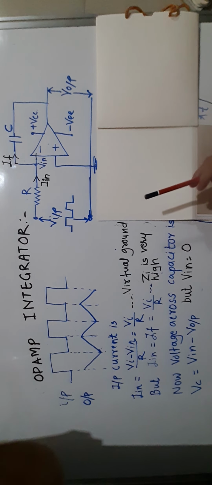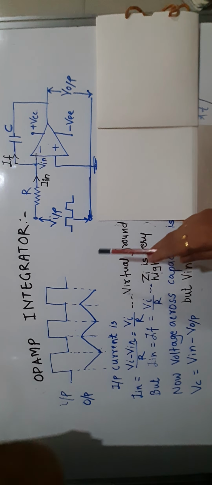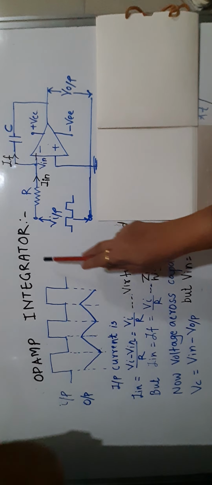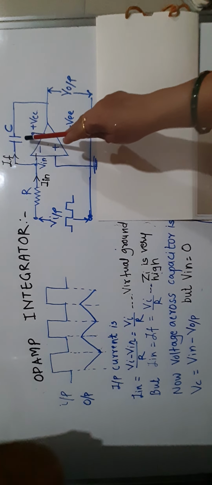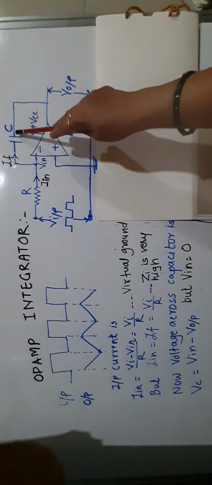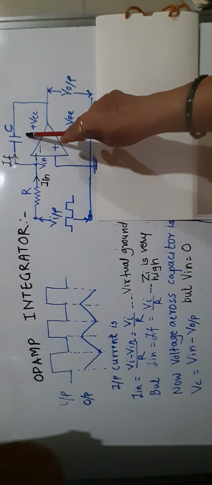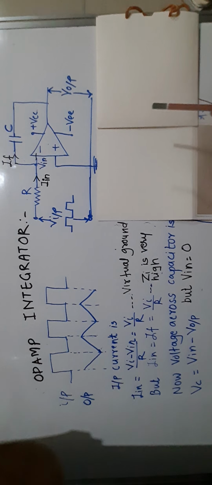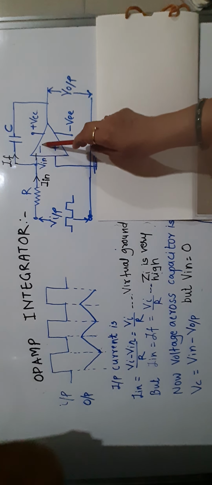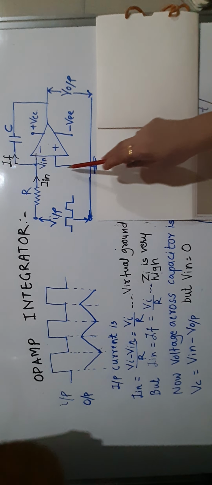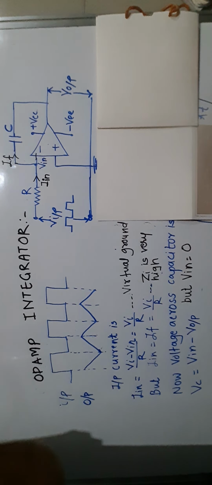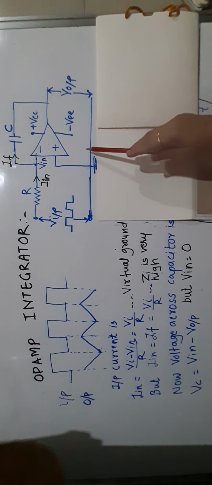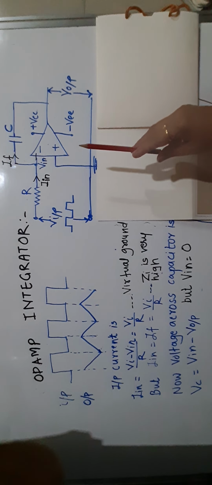Let's see the next circuit from the op-amp chapter, which is the op-amp integrator. In the op-amp integrator, the change is that a capacitor is connected in the feedback circuit. This circuit is similar to the inverting op-amp. See, input is applied to the inverting terminal, the non-inverting terminal is grounded, and instead of feedback resistance, here a capacitor is connected. That's why this circuit works like an integrator.